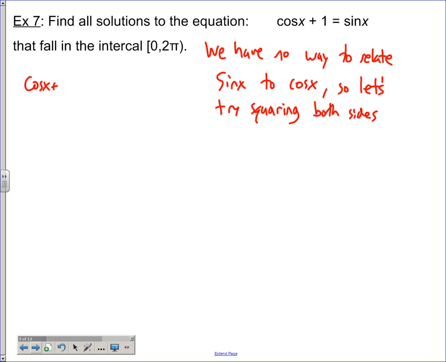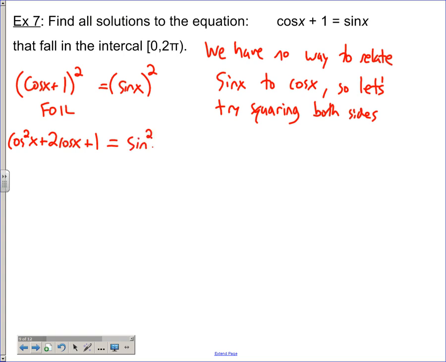So cosine of x plus 1 squared equals sine of x squared. All right, I set up the problem and I squared both sides. On the left side, I have to FOIL. So I get cosine squared x plus 2 cosine x plus 1. On the right-hand side, I get sine squared x. Now I'm going to turn everything into cosine, just like I did in the previous problem. So I'm going to make the right-hand side 1 minus cosine squared x. The left-hand side can stay the same for now.